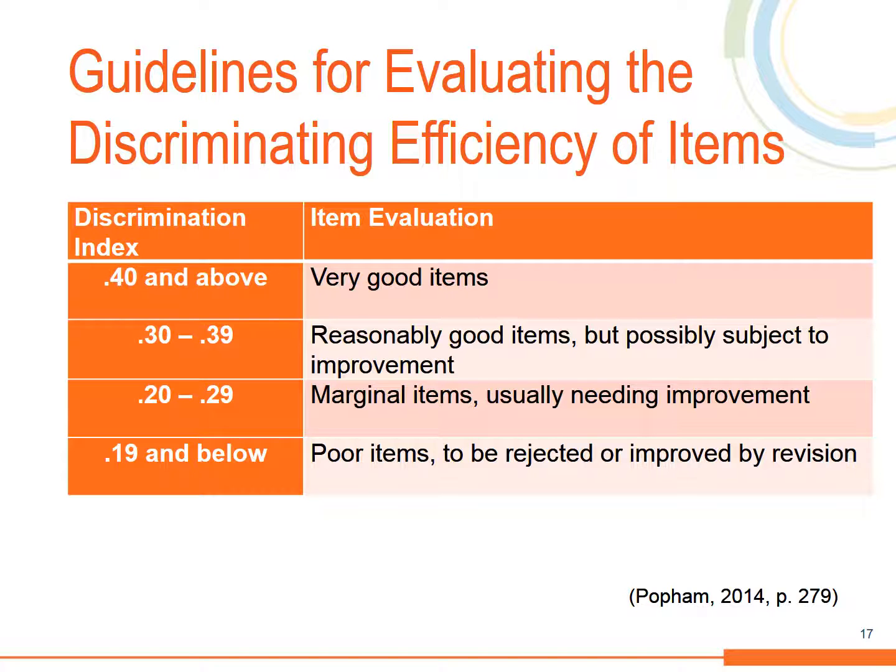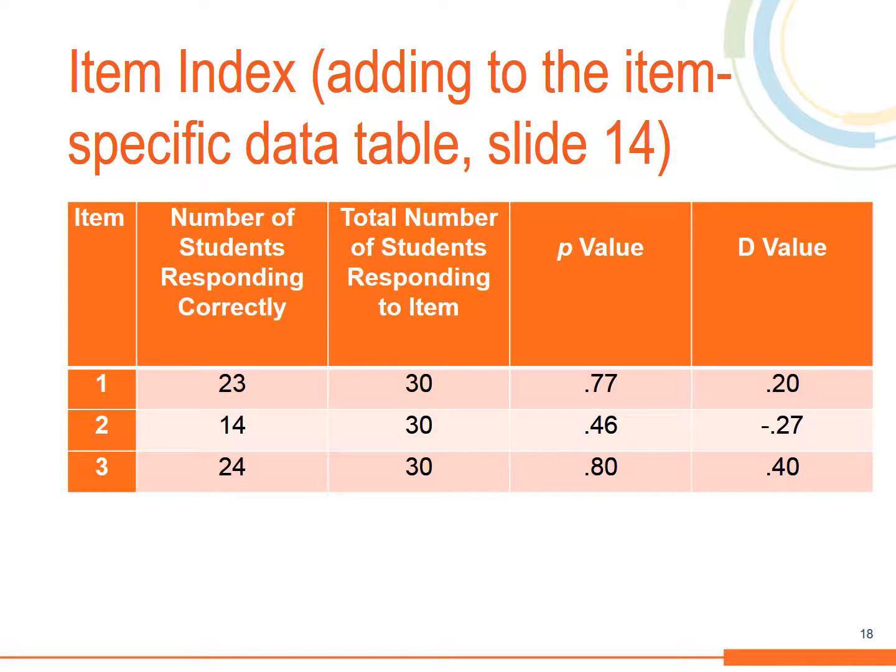And that's not good. That's strange that that would happen, but it does happen occasionally, and it is something that you want to address. So I'm now going to add to the item-specific data table that I had on slide 14. You can see the first 3 columns here are 3 columns that you've seen before, but I'm adding the next 2 columns as well, the p-value and the d-value. This is going to give me even more information on every one of these items. You can see that on this chart, the d-value for item number 2 is a negative number, which is something that I certainly want to address.